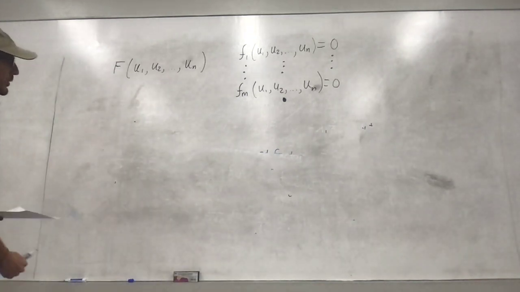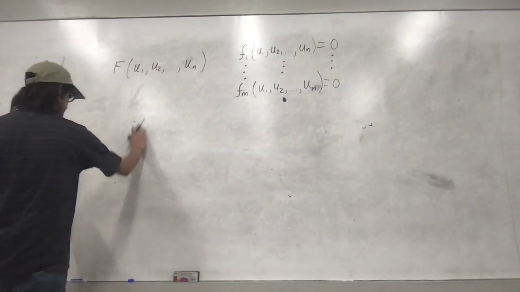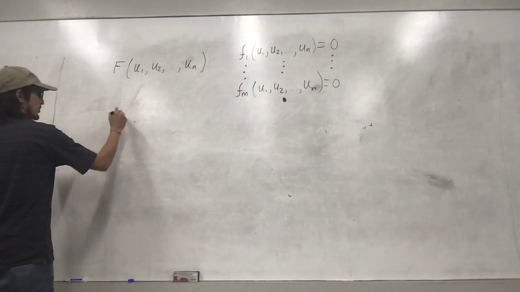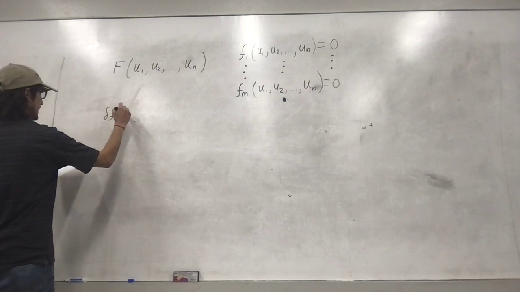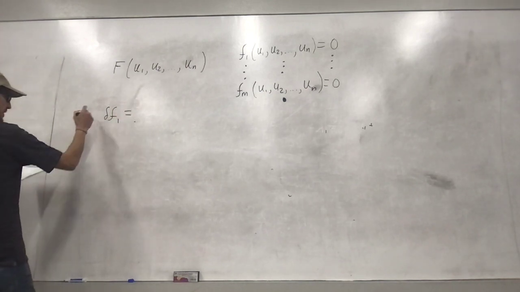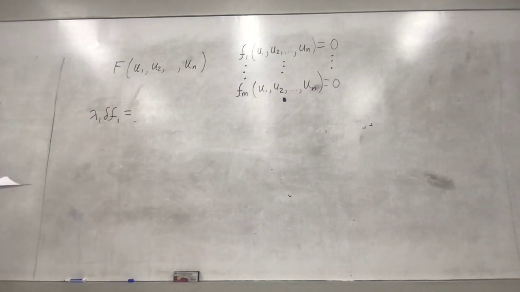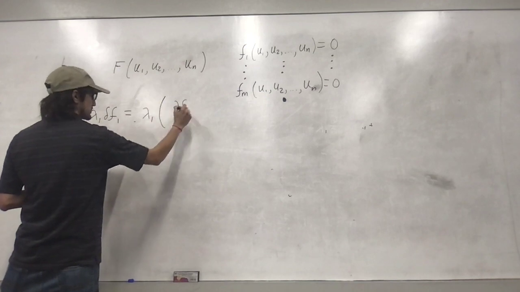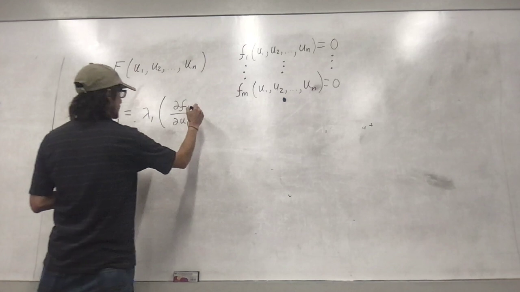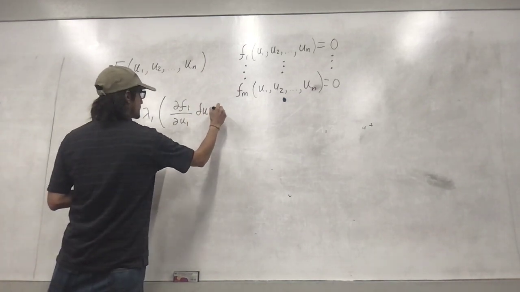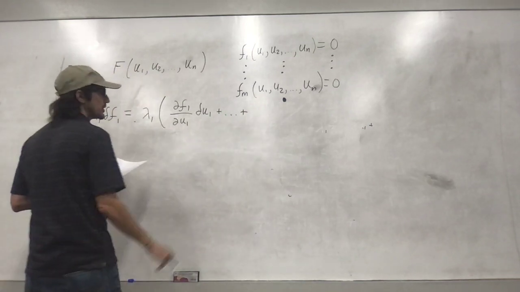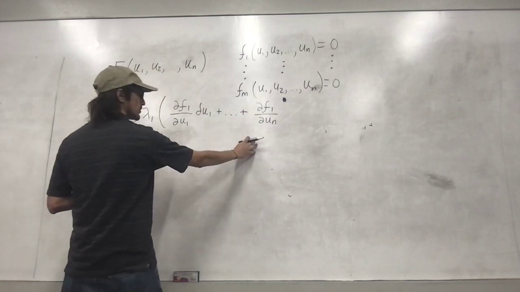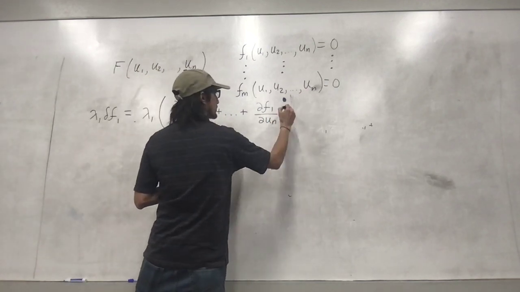So now instead of one variation, we are going to have m constraint variations. So delta f1, and we multiply that times lambda 1, it's going to be equal to lambda 1 partial derivative of the constraint with respect to this variable, variation in this variable. Then we have u2, then we have un, so all the variables.